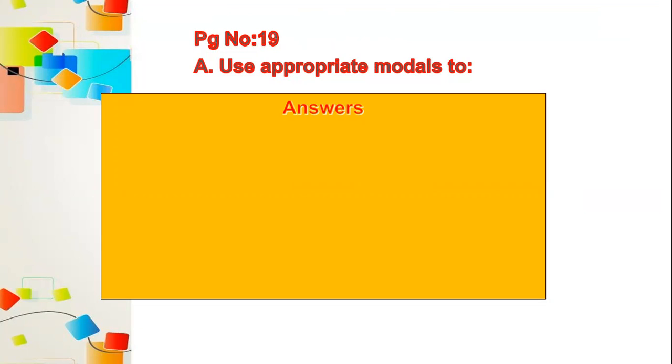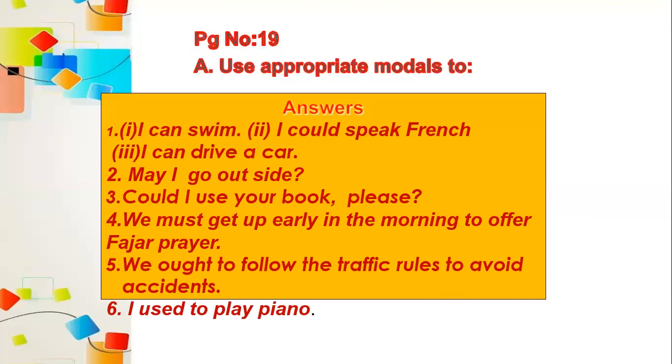Exercise A, question number 1. Describe your 3 abilities and capacities. I can swim. I could speak French. I can drive a car. 3 capacities or abilities are expressed here. Question number 2. Ask teacher's permission for going out. May I go outside? May I go to the canteen?